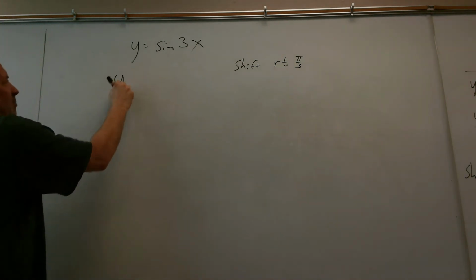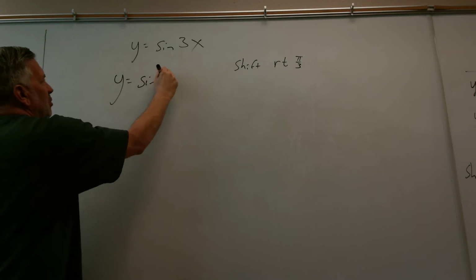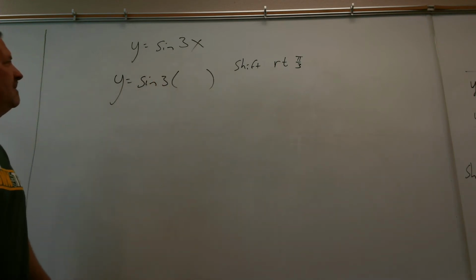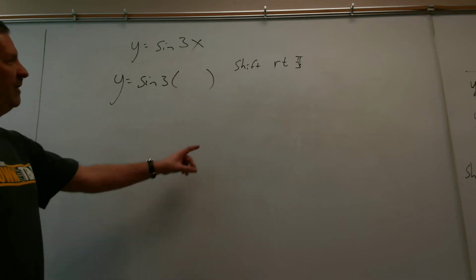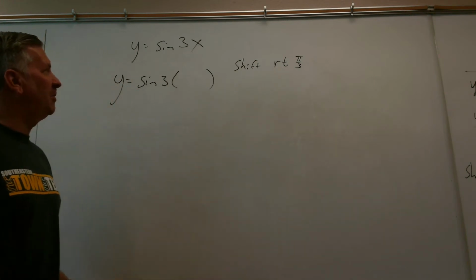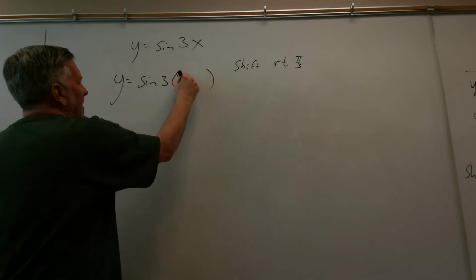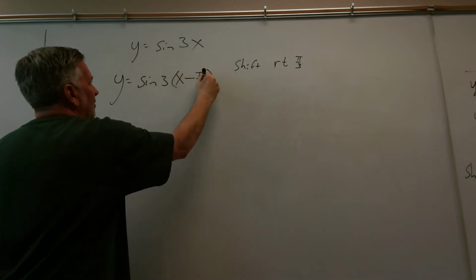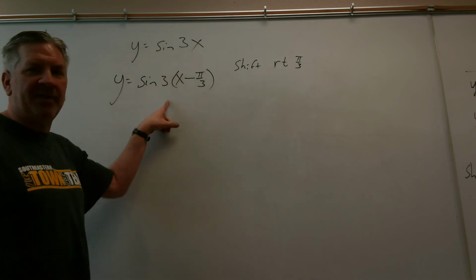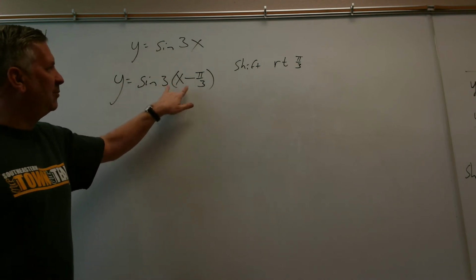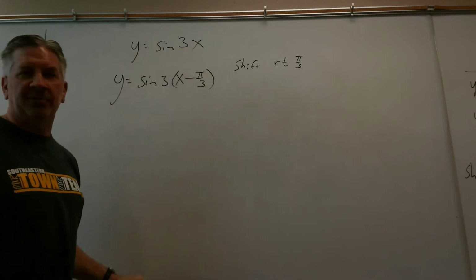Well, everywhere there's an x, you would replace it with what? So if I'm shifting to the right, you want to replace x with x minus the number pi over 3. X minus pi over 3. Now again, these are not the same functions. The graph of this function is a shift to the right pi over 3 compared to this one.